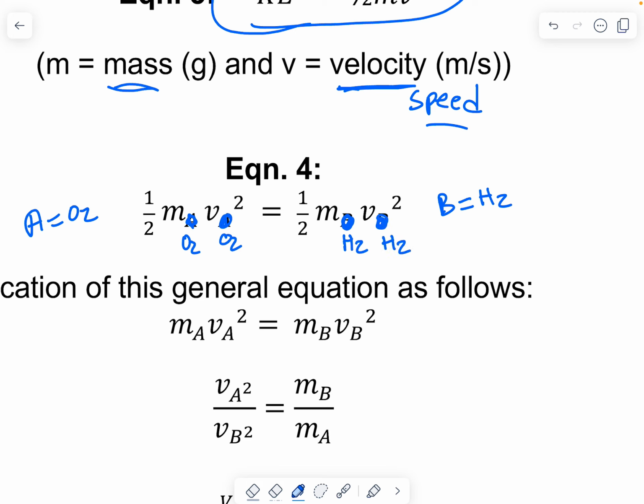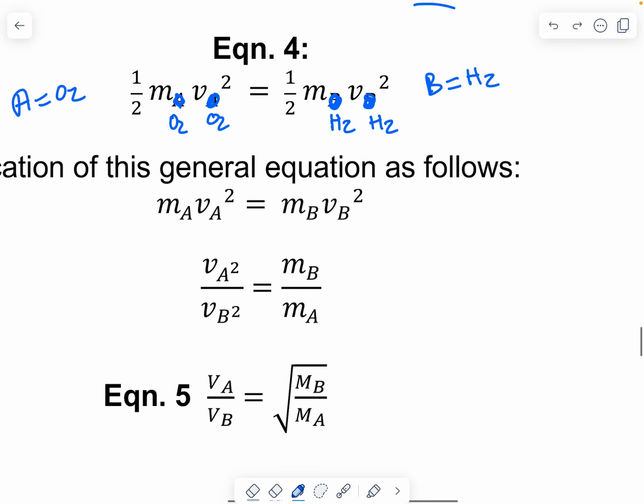And so then what you can notice, if I'm trying to simplify things, is that I have 1/2 on both sides, so I can get rid of the 1/2s and then I get this thing, right? And again, this would be the mass of O2, velocity of O2, mass of H2, and velocity of H2, okay? And maybe that makes a little bit more sense here. So we can say the mass of oxygen times the velocity of oxygen squared equals the mass of hydrogen times the velocity of hydrogen squared.